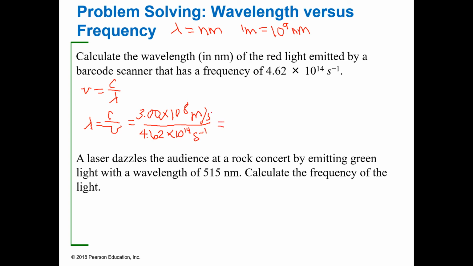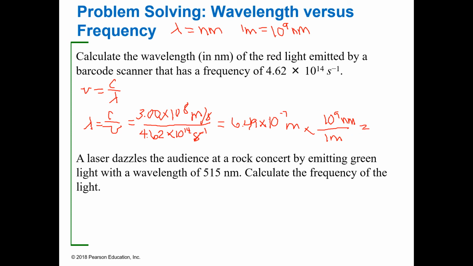So seconds cancel, right? Let's do our math. And we get 6.49 times 10 to the negative 7th, and my unit here is meters. It wants it in nanometers, so I can do simple conversion. For every 1 meter, there's 10 to the 9th nanometers.